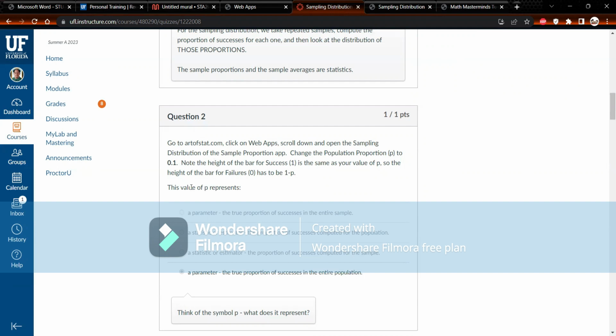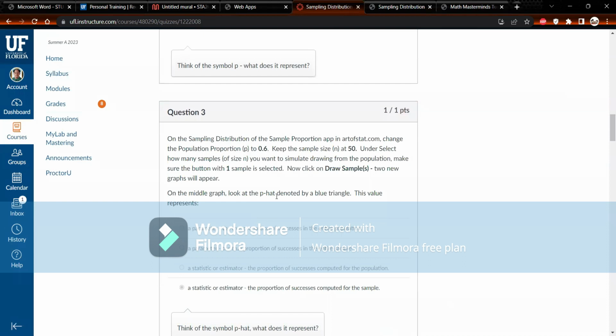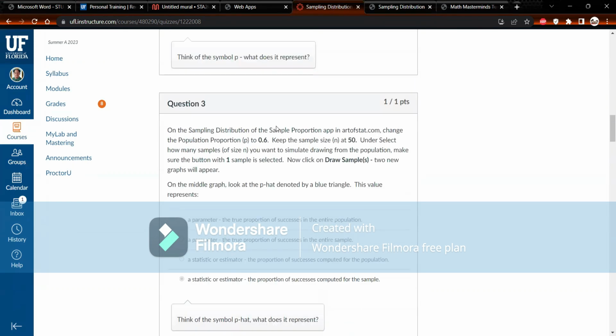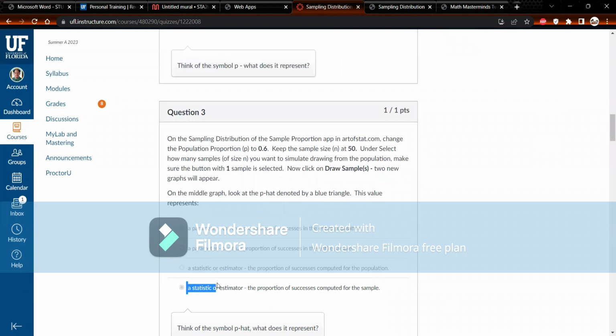P hat has to do with the statistic of the sample, right? So from what I just said, the probability, aka p, or set value of p, is a parameter for the successes in an entire population. Now, p hat, as I said before, represents the probability of a sample. So which of these answers match well? A statistic, or estimated proportion of successes computed for the sample. Remember, p hat has to do with sample, and normal p has to do with population. From those keywords, p is a parameter, p hat is a statistic.